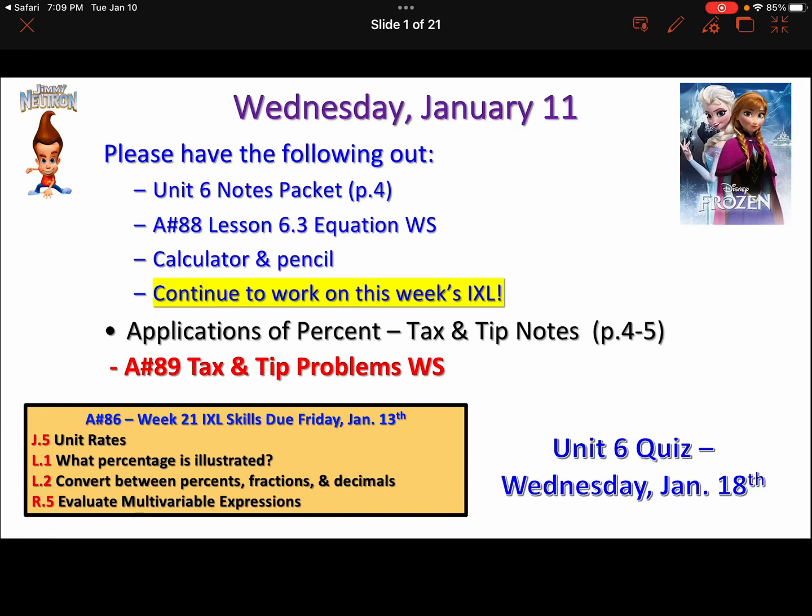All right, Wednesday, January 11th. Today, please have the following items out on your desk. You need your Unit 6 notes packets. We're going to be working on page 4.